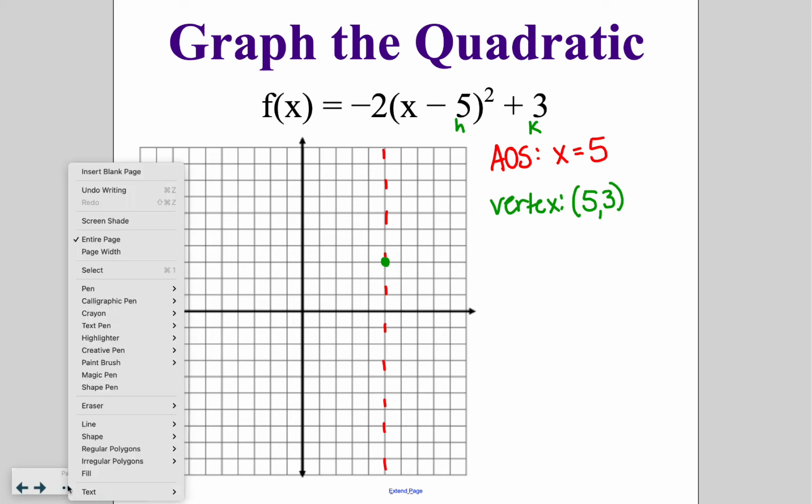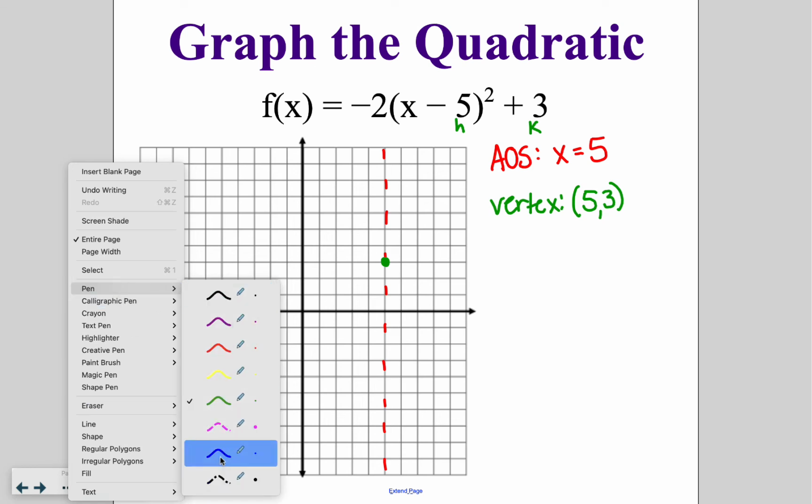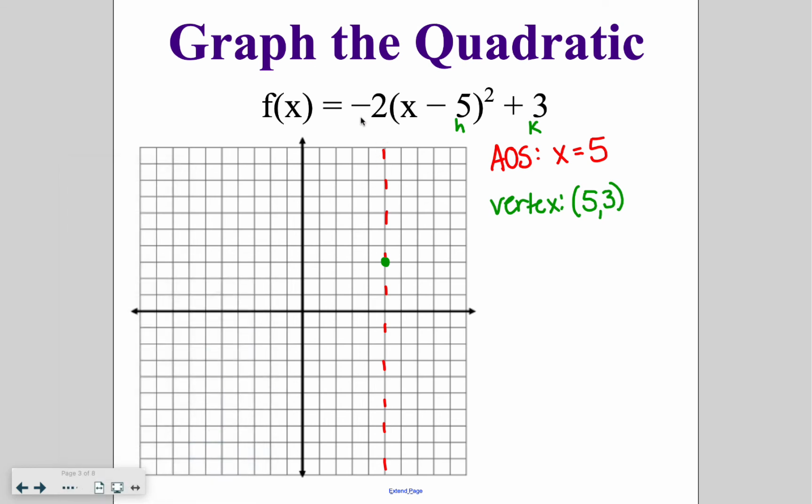The next thing that it's going to be important to note is to help us remember that this negative in the front means that our graph opens down. So as I start to figure out the next few points, they should all fall below this vertex. So everything has to go down from here.